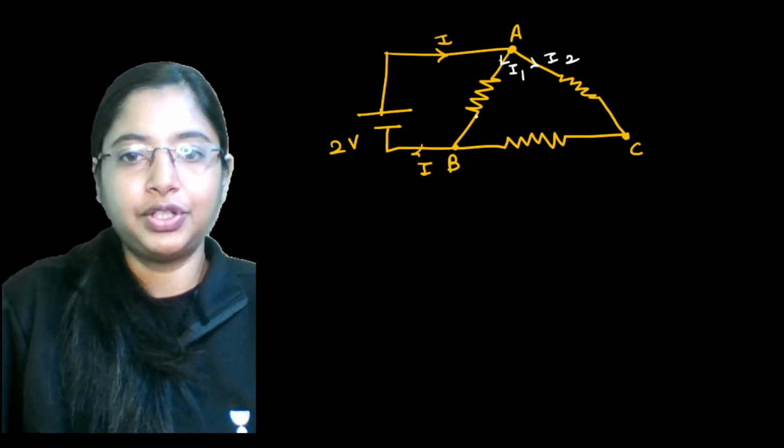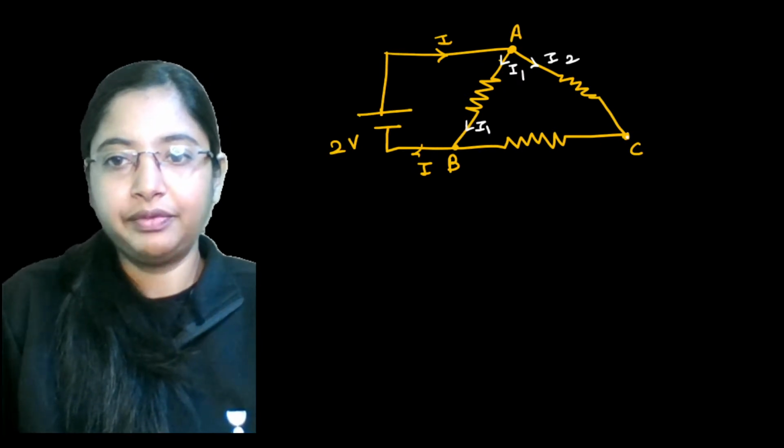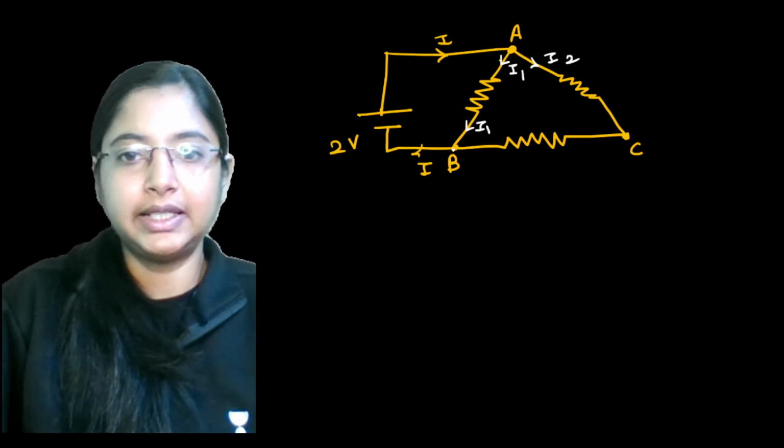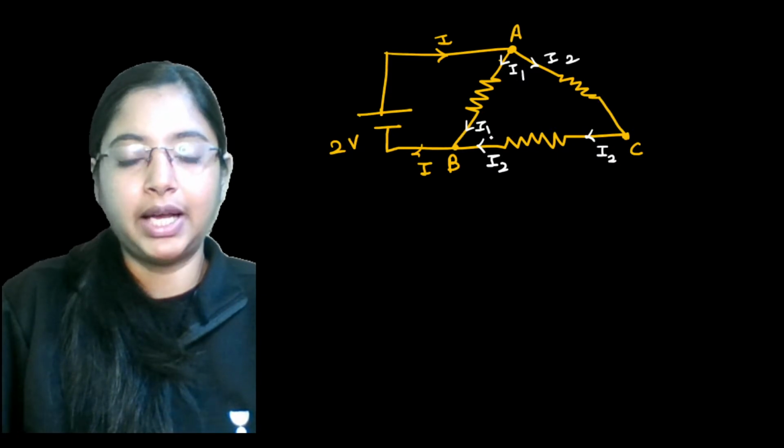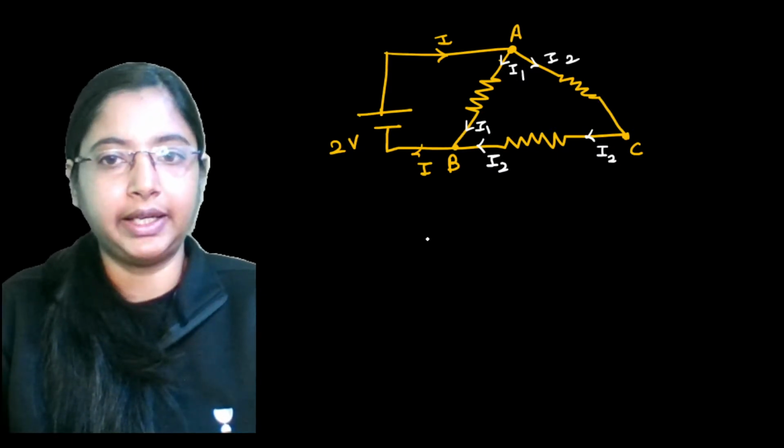If you see here, I1 comes in, but these two branches are connected in series. This resistor and this resistor are connected in series, so the same current will flow here. When it comes out, I1 and I2 get added and we get the total current I over here.